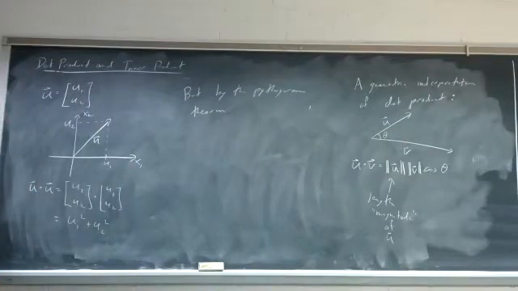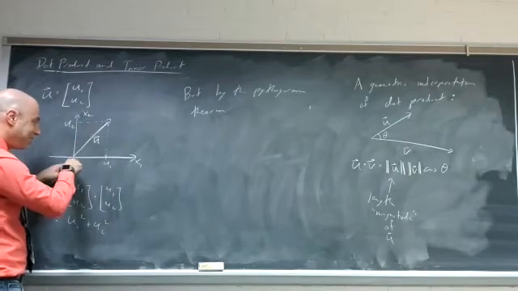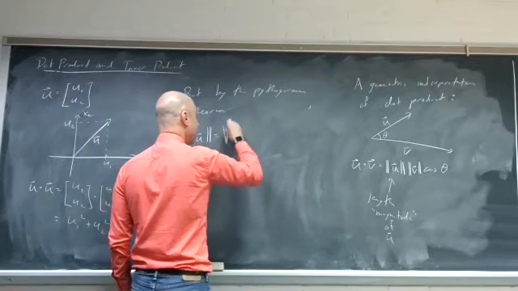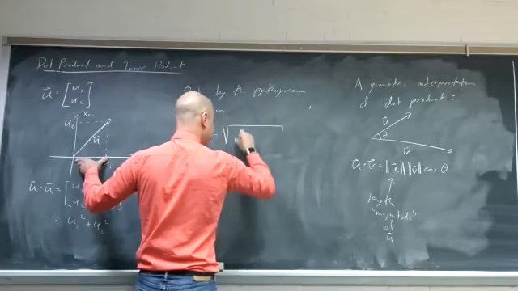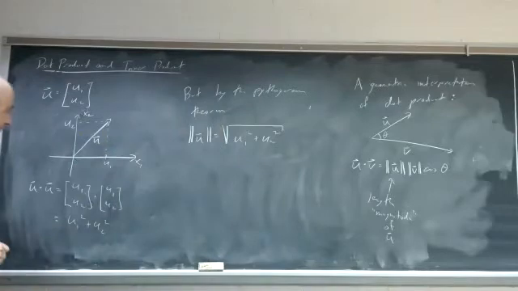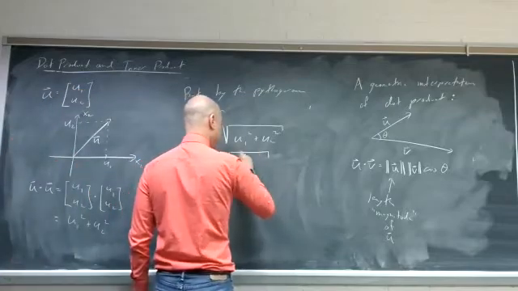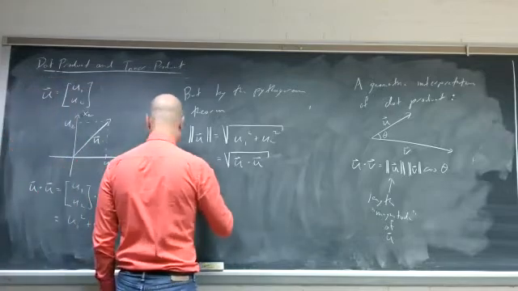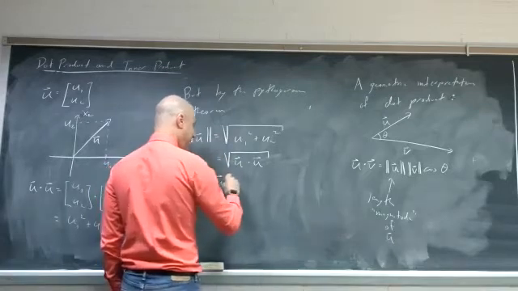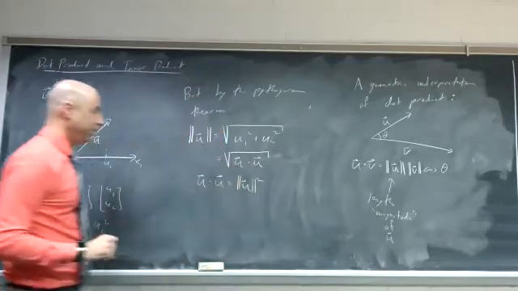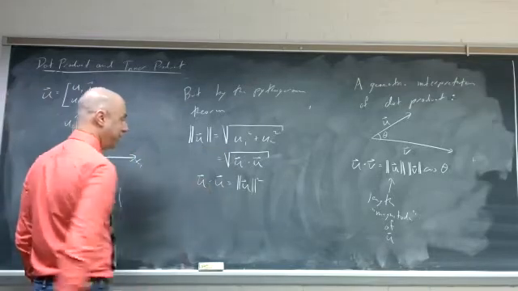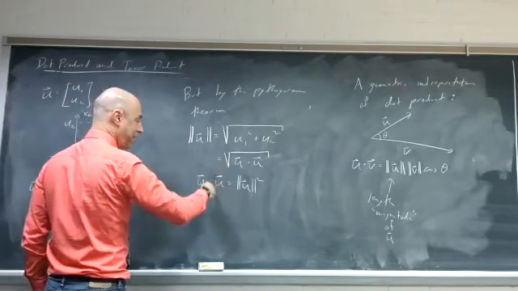So let's see. By the Pythagorean theorem, the length of this vector is just the square root of this squared plus this squared. So the length of U is equal to the square root of U1 squared plus U2 squared. In other words, it's equal to the square root of U dotted with itself. So if I take a vector and dot it with itself, just by squaring both sides, I get the magnitude of U all squared. When you take a vector and dot it with itself, you get its length squared, because its length is just the square root of it dotted with itself. This is exactly the same as saying that equals that.